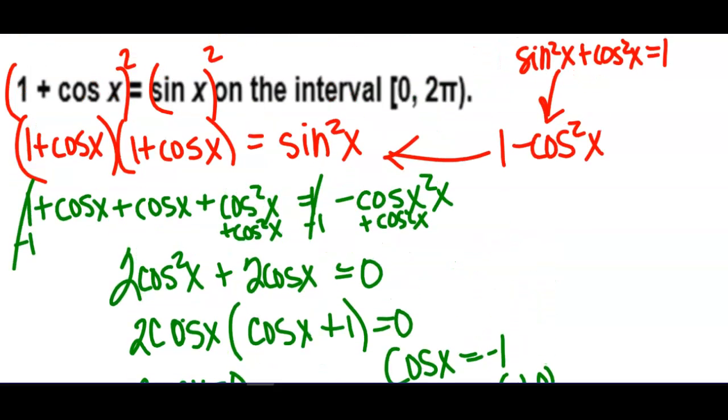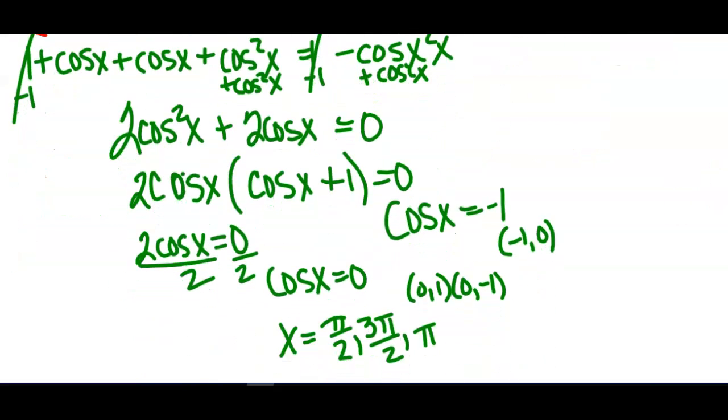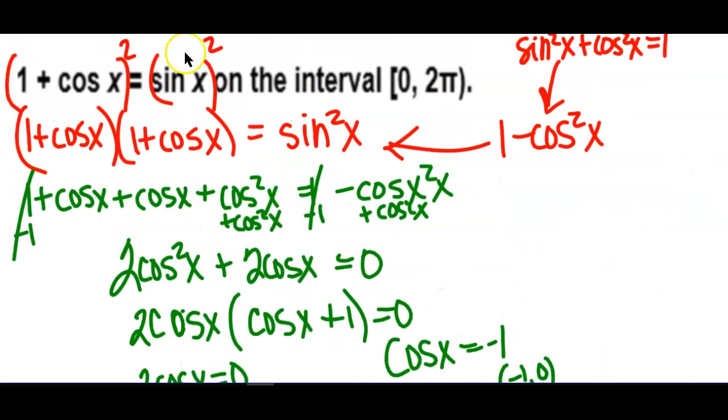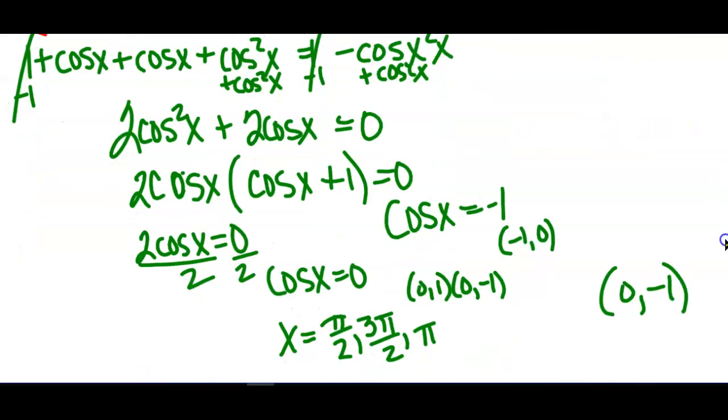when you put it back in, if you put 3 pi over 2 in right here, 1 plus, okay, the ordered pair at 3 pi over 2 is (0, -1). So if you go back to the original equation, 1 plus the cosine would be 0 equals the sine, but the sine down there is negative 1. So that's an extraneous solution that we got because we squared it. So then the negative 1 became positive 1.